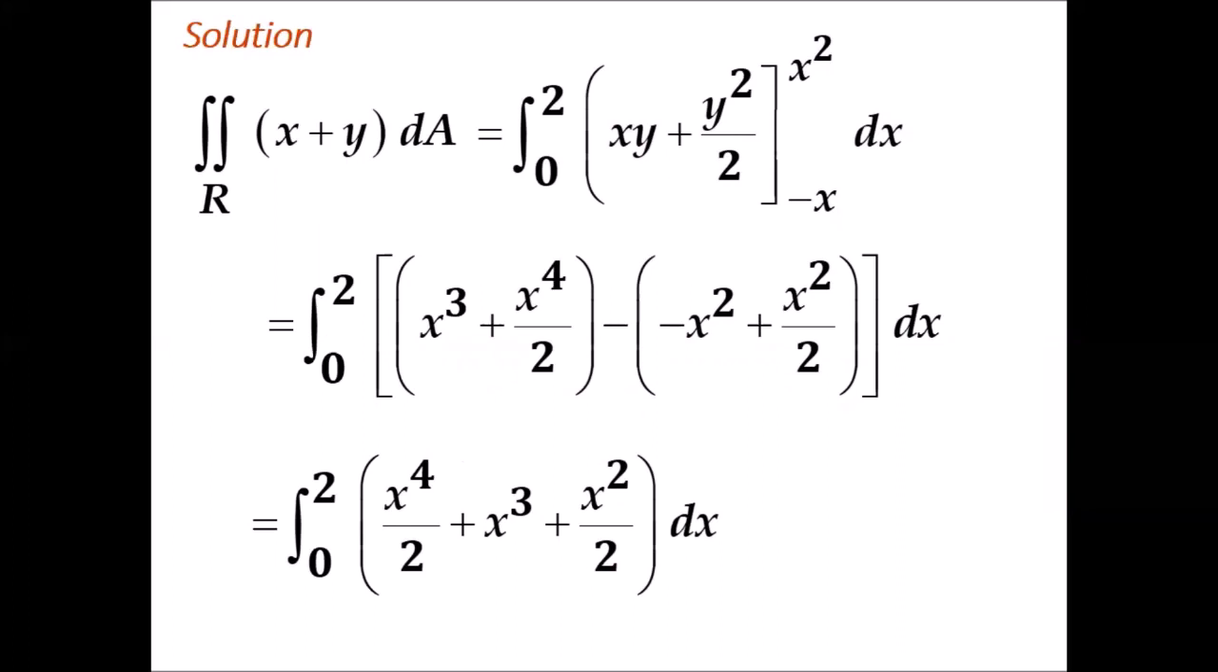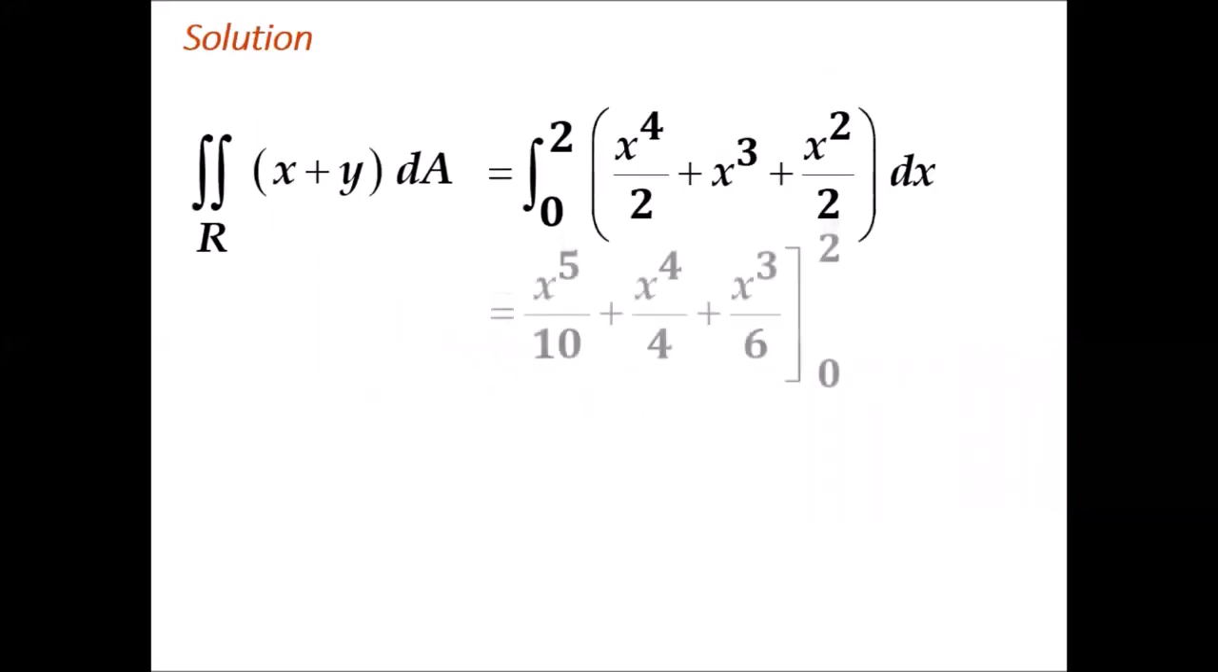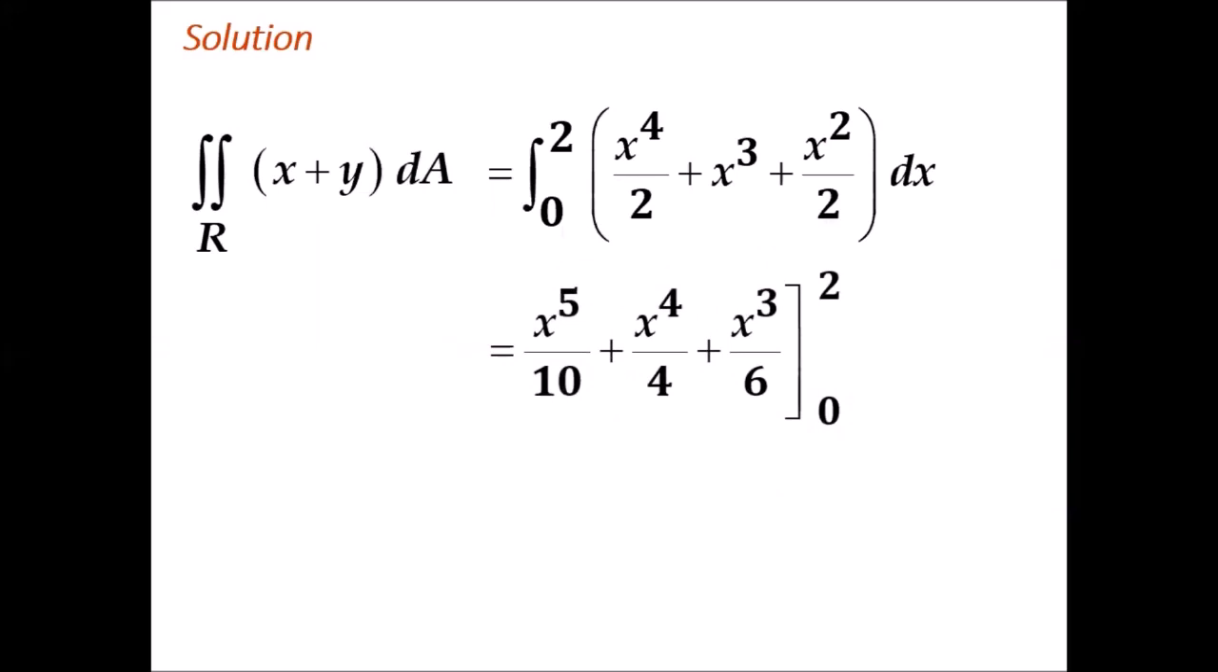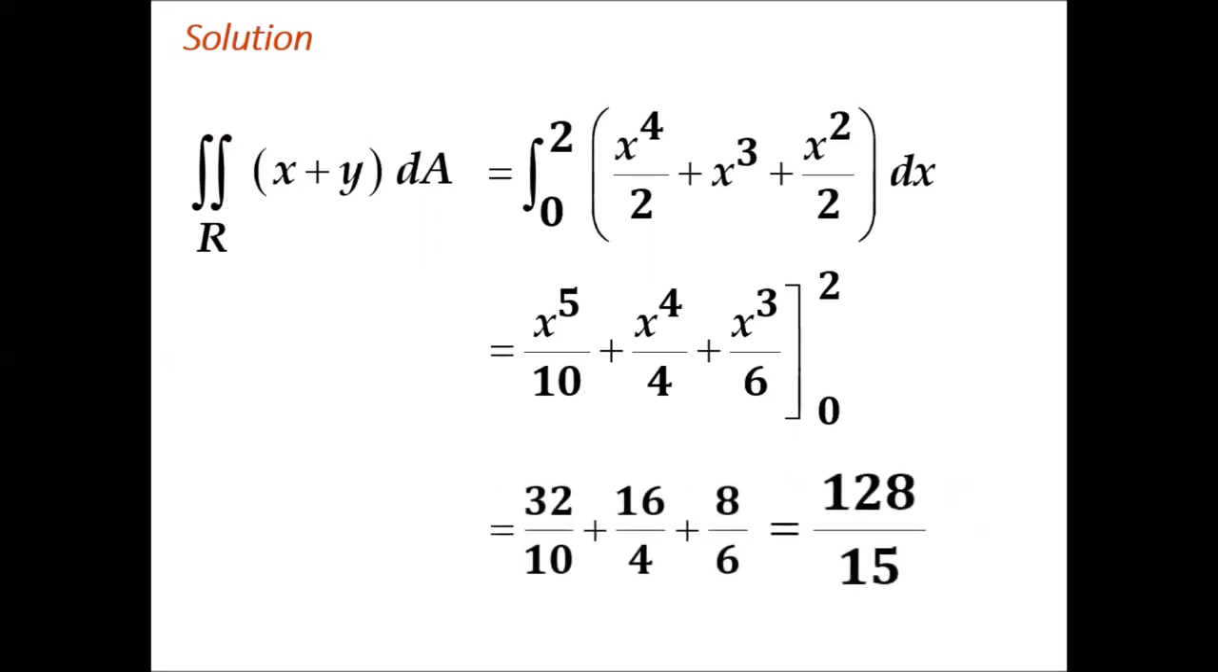Now, we integrate this with respect to the variable x. We have x raised to 5 over 10 plus x raised to 4 over 4 plus x cubed over 6 evaluated from 0 to 2. And evaluating the bound 0 to 2, we get this, which gives us the answer 128 over 15.